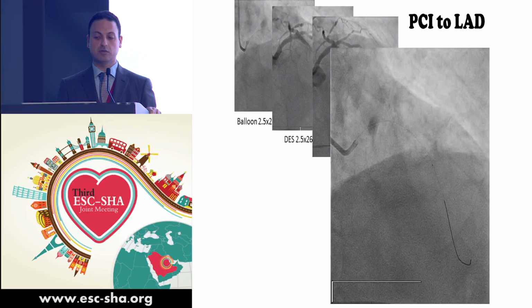So let's go to PCI, this LAD, first ballooning, and then drug-eluting stent, 2.5/26. It looks fine, but it needs more post-dilatation, then post-dilatation by 3.25. And this is the result after post-dilatation. If you can notice at the distal part of the stent, there is something.